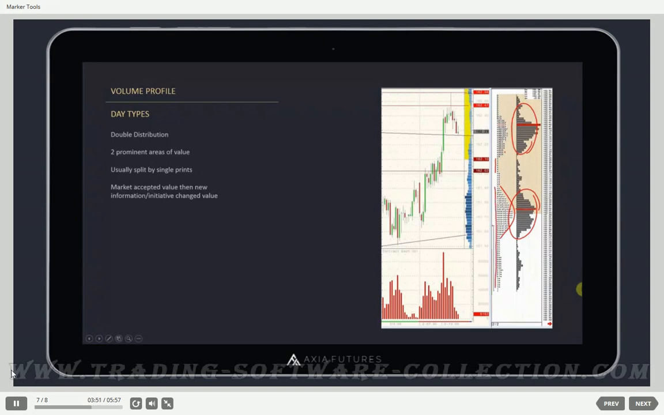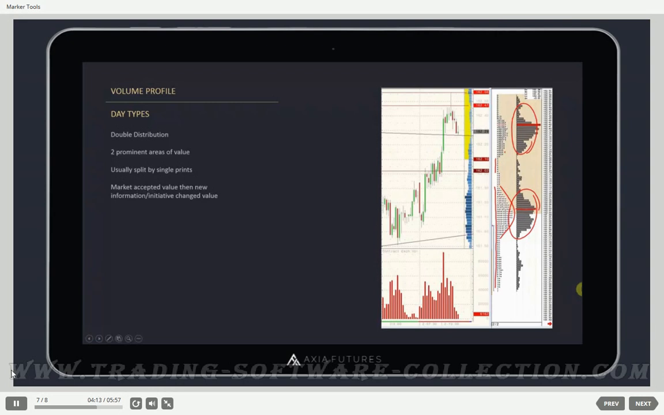However, clearly there's been new information or new initiative, perhaps a new position established, which has moved the market higher and pushed value with it as well. So the question the next day comes down to, can value maintain at these higher areas? Is it going to be accepted there again, or does it come back and fill in?